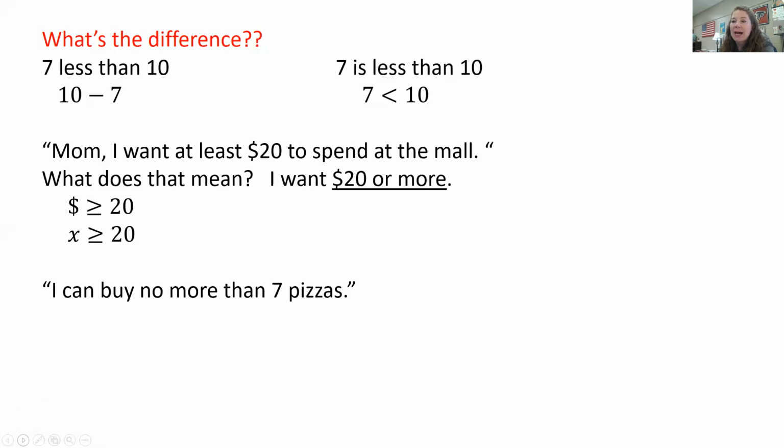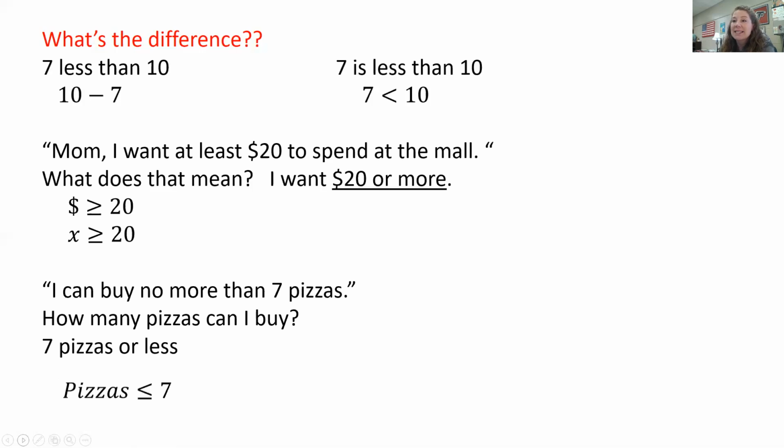What else? I can buy no more than 7 pizzas. You're having a bunch of friends over and you say, Mom, we're going to be hungry. We need lots of food. And your mom says, I can buy no more than 7 pizzas. What does that mean? How many pizzas is she going to buy? That means she's going to buy 7 at the most, right? 7 or less. The amount of pizzas has to be less than or equal to 7. If we don't know how many pizzas, we would have a variable. P is less than or equal to 7.